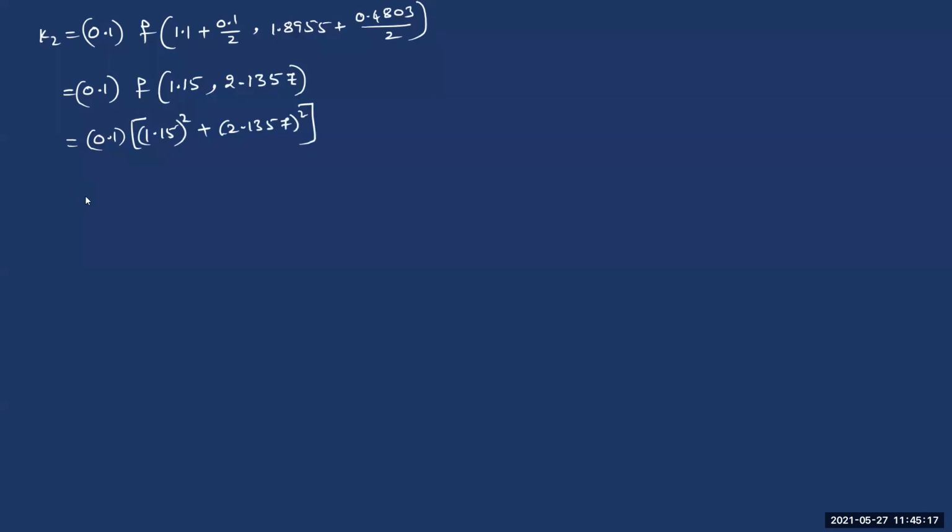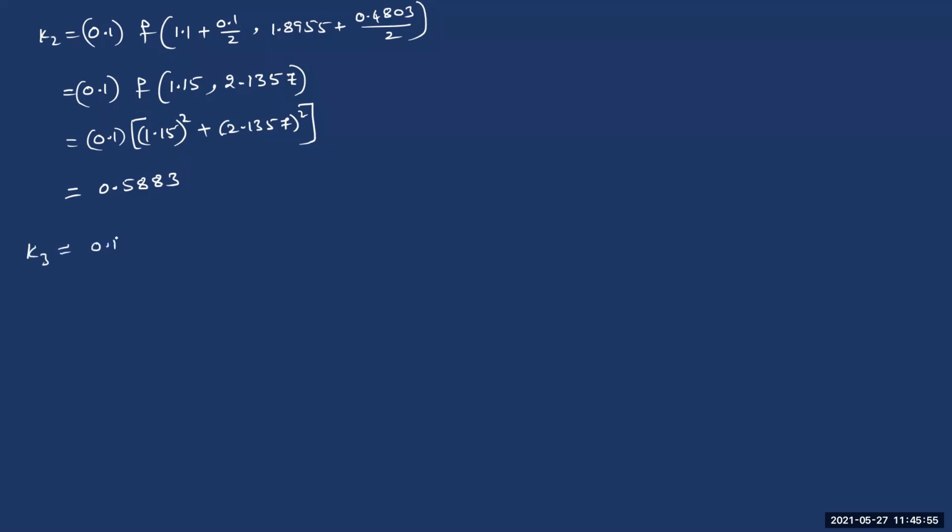Then see how much you'll get here. I'm just calculating it. Right, you can cross check it: 0.5883. Okay, so this is K2. Then let me calculate K3.